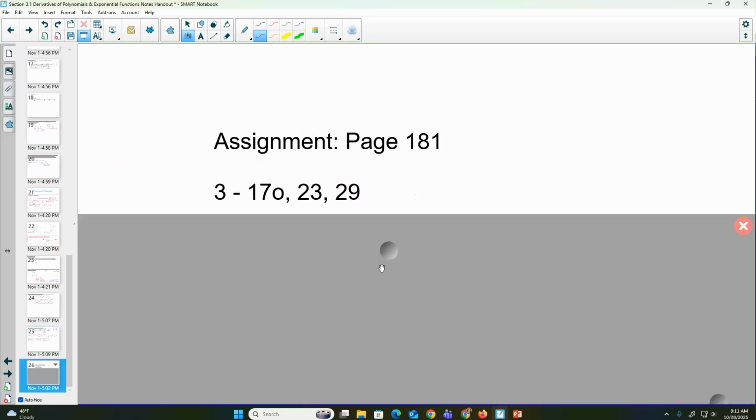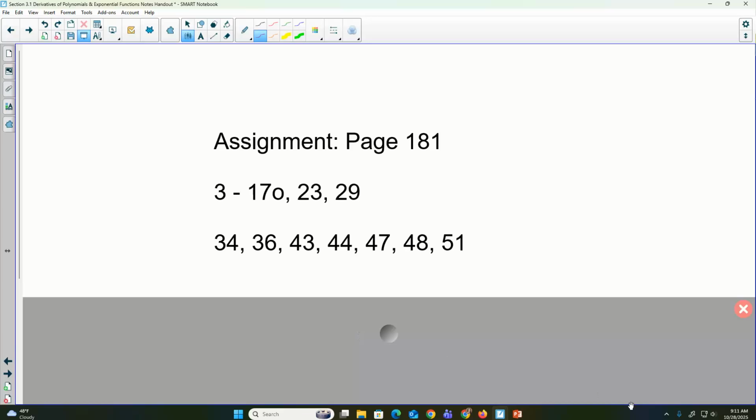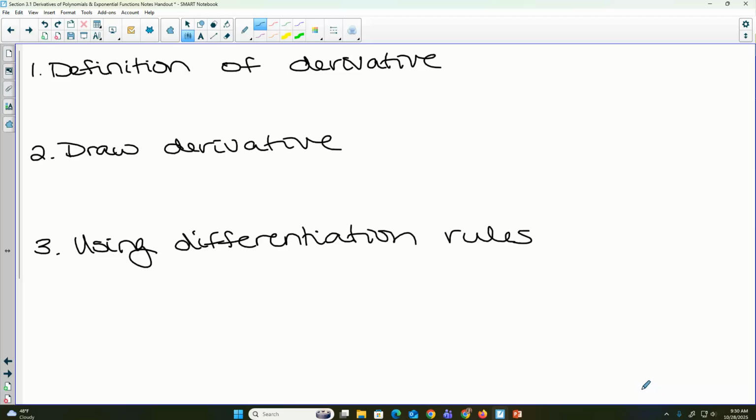So this is what you did yesterday. I'm adding a whole 7 problems for today. I know, it's just unrealistic. It's going to be 8 questions on the quiz, and it covers 3 things: the definition of a derivative, drawing the derivative, and using these rules that we just learned.